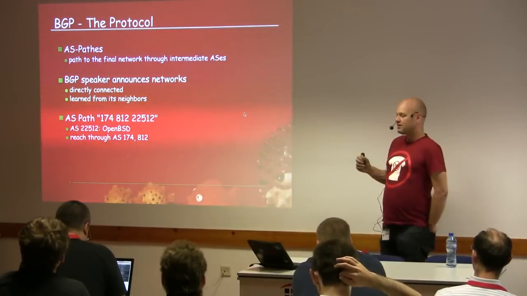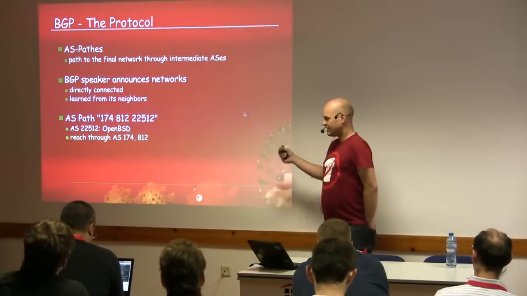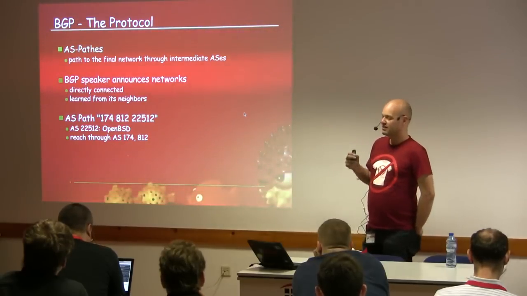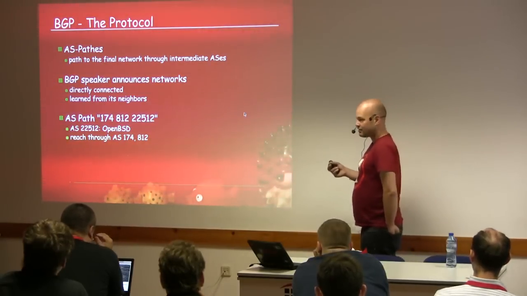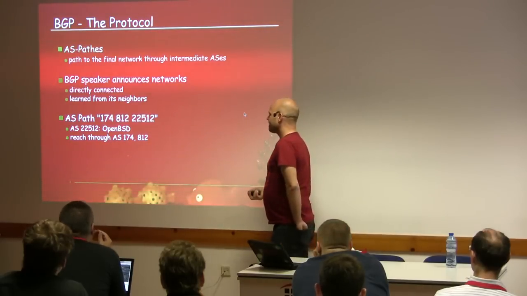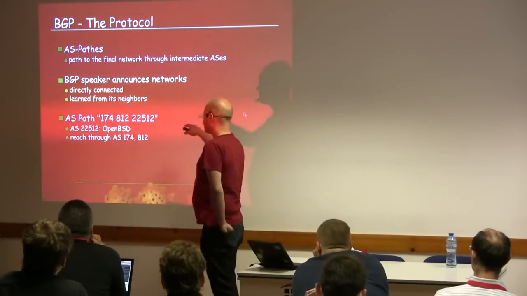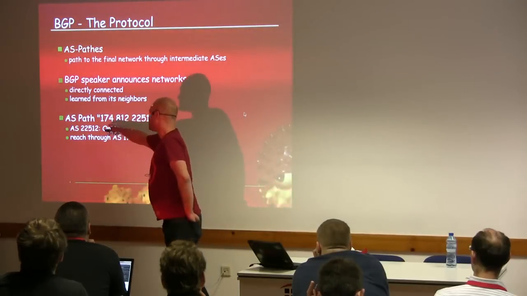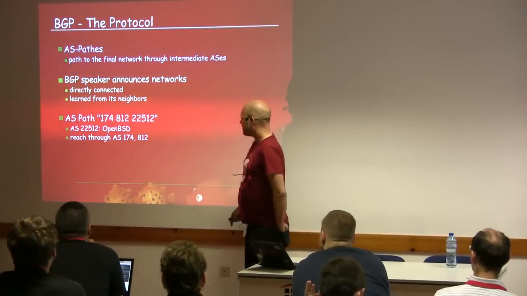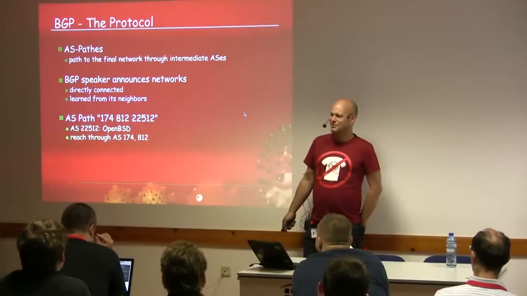A BGP speaker will announce the networks that, like this ISP's own networks, and it doesn't necessarily have to, but it can announce the networks it learned from other BGP speakers. So typically that would be downstream customers. The AS paths are just the AS numbers written behind each other, starting first one, this is the next one, and this is the final destination. In this case, the OpenBSD AS, and to reach that, we have to go through these two ASs. That probably changed by now, the path.